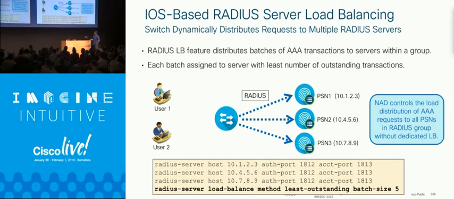The last thing is IOS-based redundancy. We talked about that, but this is the command that does the magic: load-balance method least-outstanding. You can configure the batch size, the number of requests that go to the first PSN, second PSN, third, and then come back to the first one. So you can configure the batching over there.